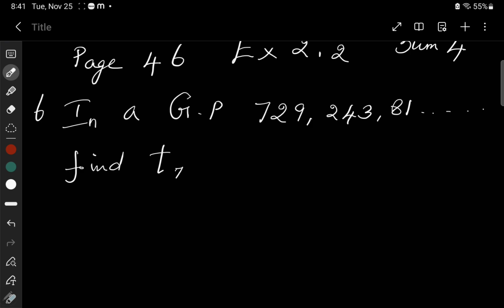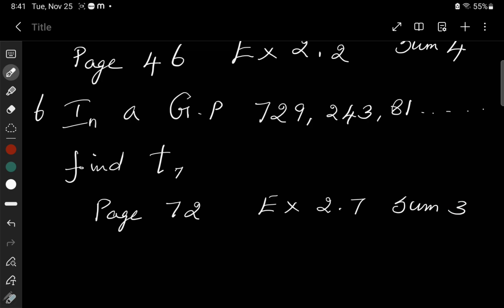See sixth sum. In a GP 729, 243, 81, dot dot, it is a sequence. Find T7, seventh term. So this sum is also an exercise sum. It is in page 72, exercise 2.7, sum number 3. So you can watch this in the video.